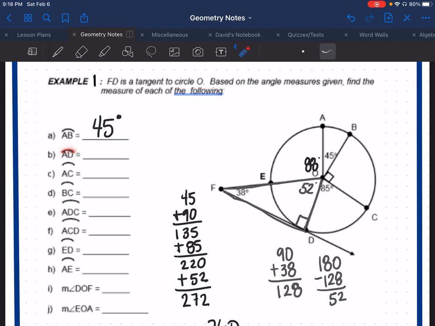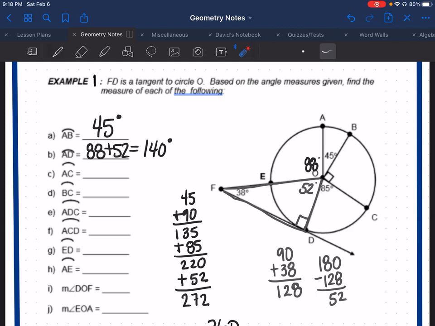Now be careful because you could go this way or you could go that way. And how do you know which way to go? When they only use two letters to name an arc, they are naming a minor arc. Whenever I name a major arc, I need three. So you have to look at the two angles from A to D and say which one of them is smaller. This one is smaller, so this is the one they want. I'm going to take 88 and add to it the 52, and my answer is 140 degrees.